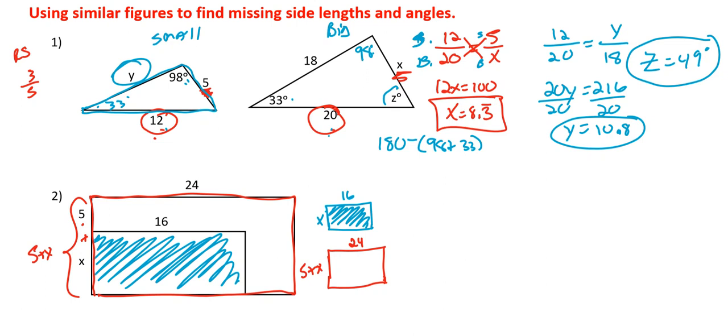So now we're going to solve this for x. Our proportion is going to be 16 over x, that's my small one, equals 24 over 5 plus x. Now, you could have done it differently, because for a lot of the first examples, I went from one triangle to the other. This one I stayed within the same triangle. Just know that you could have also done 16 is to 24 as x is to 5 plus x.